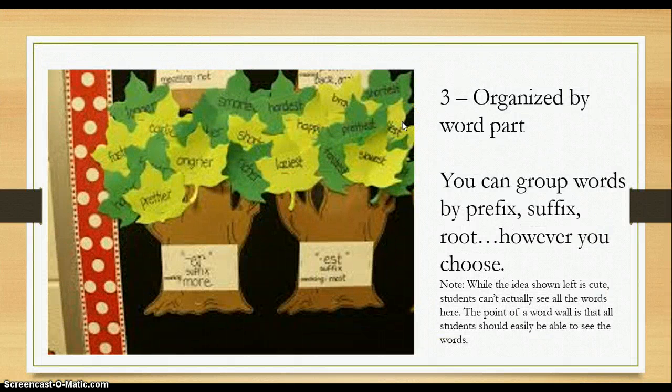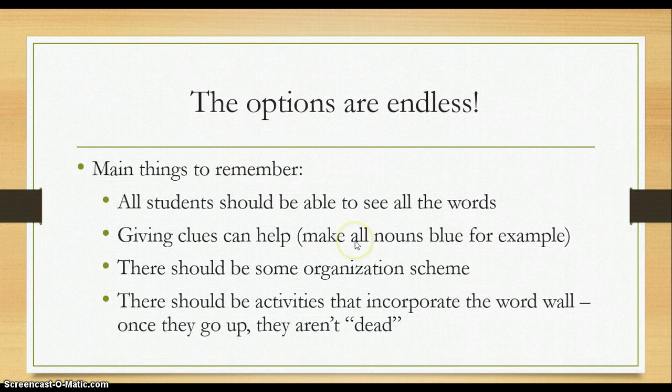Okay, so we talked about word walls and organized by word part, which I think is the best way depending on the age of the students. It really does depend on that a little bit as well. So, things to remember about word walls: all students should be able to see all the words, which means they should be large. So print them really large. You can either use a really big font on the printer and print them, or if you have neat handwriting, you can write them. Giving clues can help, so making all the nouns on blue paper, for example.